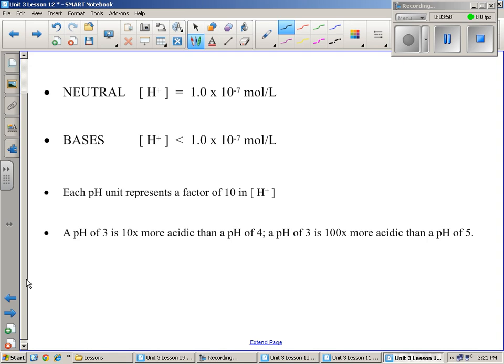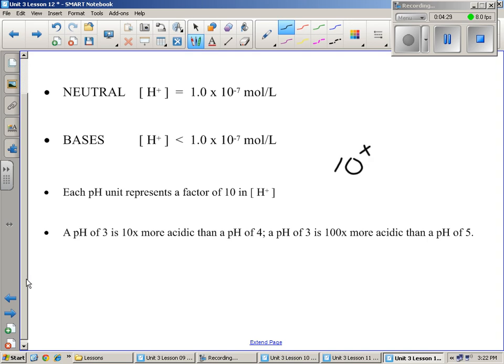Each pH unit, though, does represent a factor of 10. Do you guys know logarithms? Logs. L-O-G. Logarithms. No? Some do. A couple do. Logarithms are a base of 10. You will study this in math someday. 10 to a power. Okay?